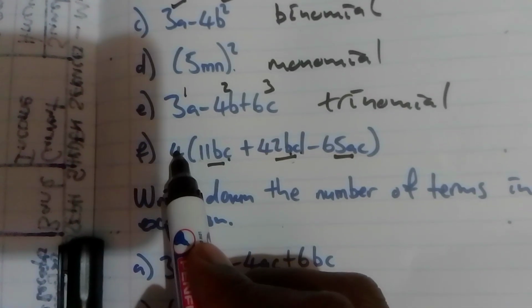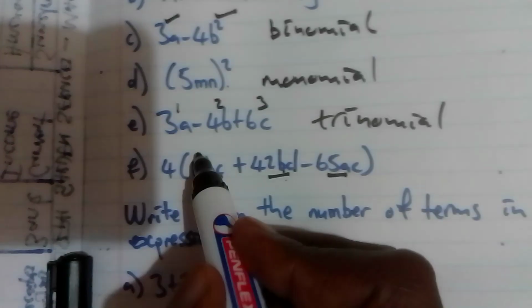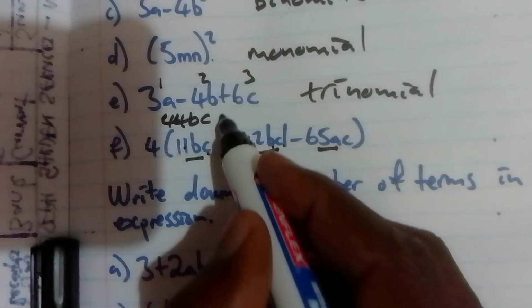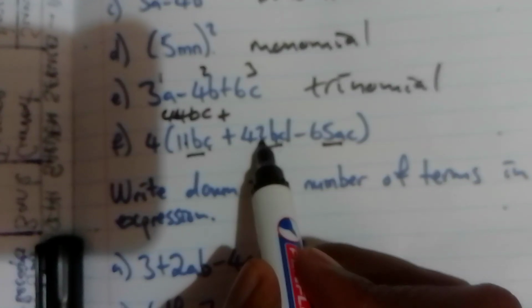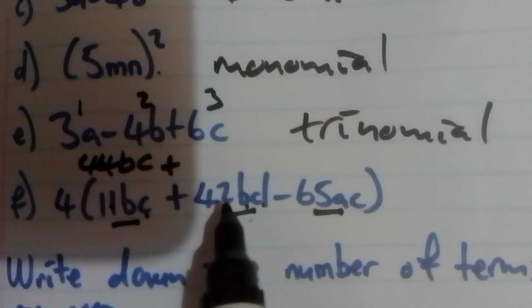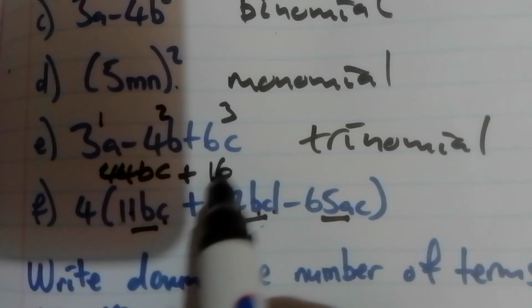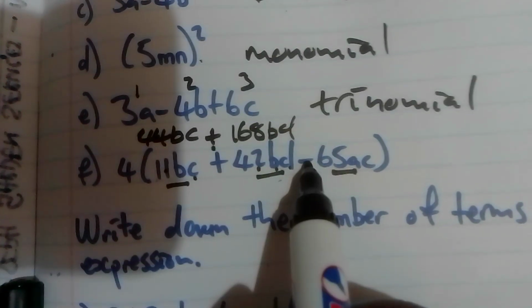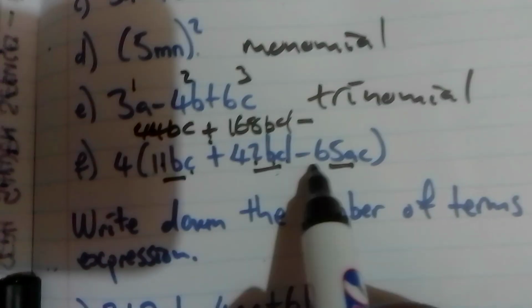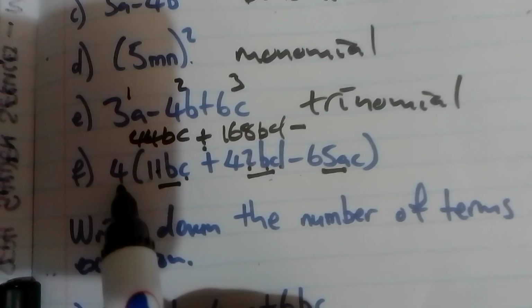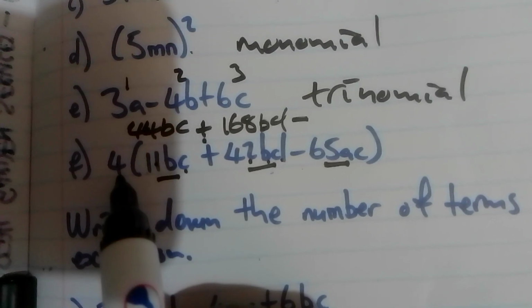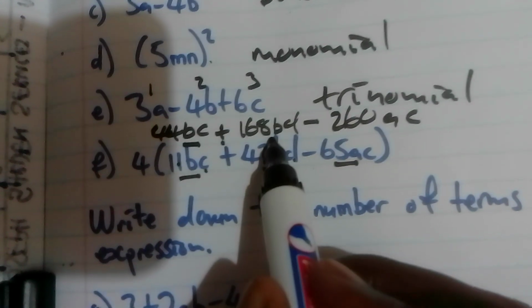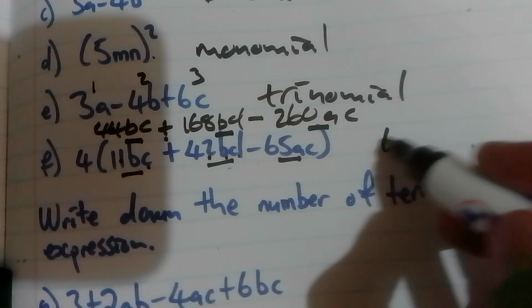So what does it mean? It means that when I multiply 4 multiplied by 11, I get 44bc. Positive times positive, it's another positive. 42 multiplied by 4, that gives me 8 and 16, 168bd. This positive introduced a second term. Positive multiplied by negative, it's a negative. Voila. Then 65 multiplied by 4. 65 plus 65, that's 130. 130 plus 130, 260. I've got 260ac. So here I've got term 1, term 2, term 3, trinomial.